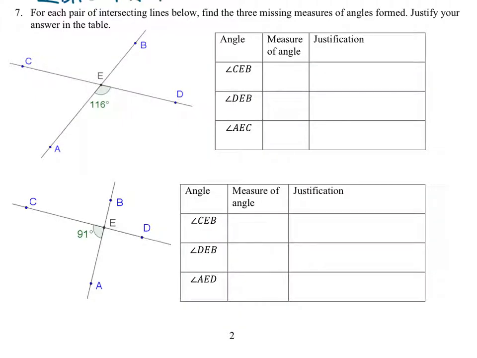For each pair of intersecting lines below, find the 3 missing angle measures formed. Justify your answer in the table. All right. Let's look at angle CEB, which is these. That one is vertical with 116 degrees. So we're going to say that that one's also 116 degrees. Then we've got angle DEB, which is this one right here. And how do we find the measure of that one?